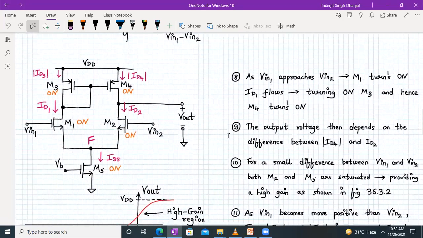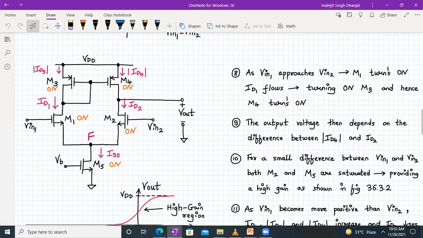Now let's just say that as my Vin1 approaches Vin2, that means now my Vin1 is sufficient to turn on the M1 transistor. For any transistor to turn on, its VGS voltage should be greater than VTN. And let's say that Vin1 is providing that value. So M1 is turned on, so ID1 flows. Now since ID1 flows, your M3 also will be turned on, because they are connected in series. If M3 turns on, M4 also turns on.